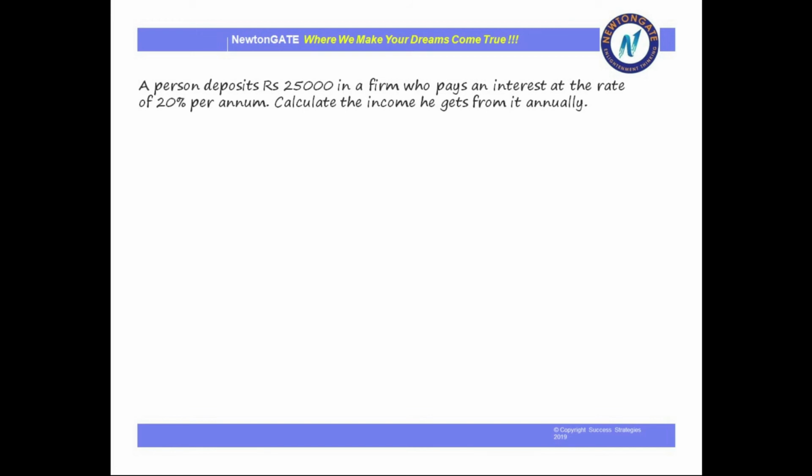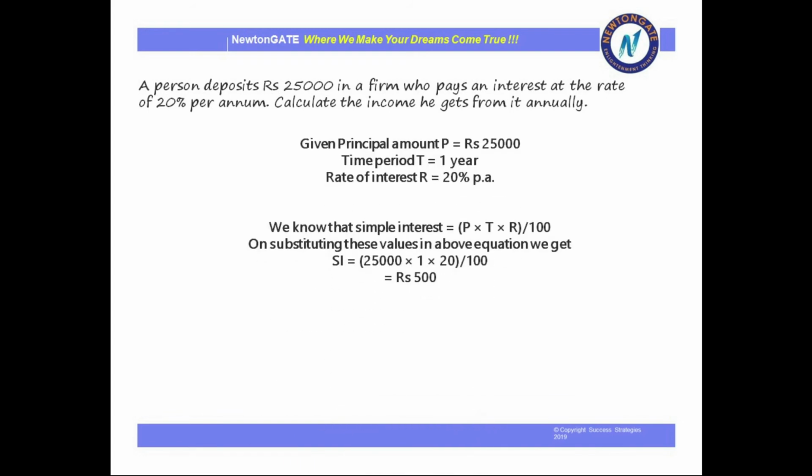So, let us see, are these the values that we had considered? Well, yes, as you can see here, P is 25,000, T is 1 year and rate of interest is 20% per annum. So, again applying the formula, we get SI as 500. This is the income he is getting annually.